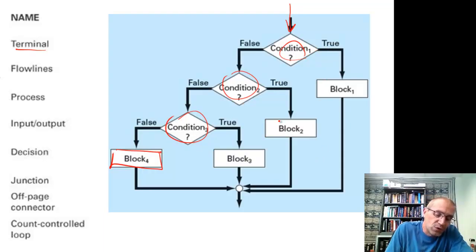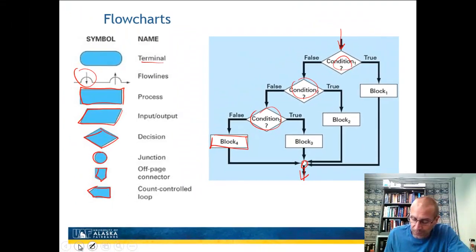Regardless of which of these blocks it goes through, we can see that the program is going to come back together, and no matter which path it took, it's going to go down there. This is just an example flowchart, and it might be the algorithm for determining how to find the roots of some complicated equation.